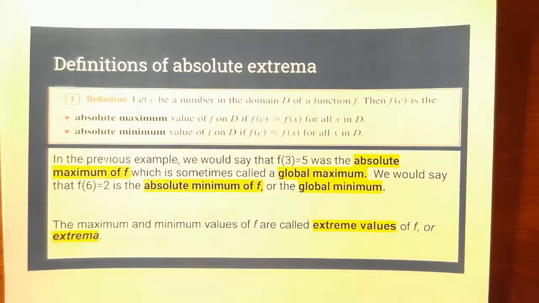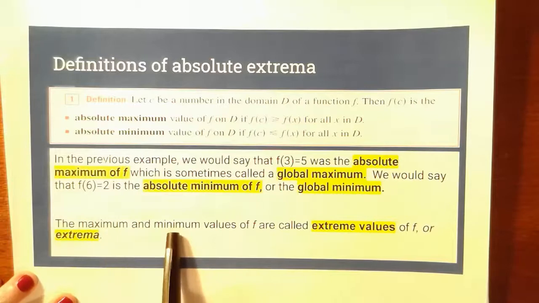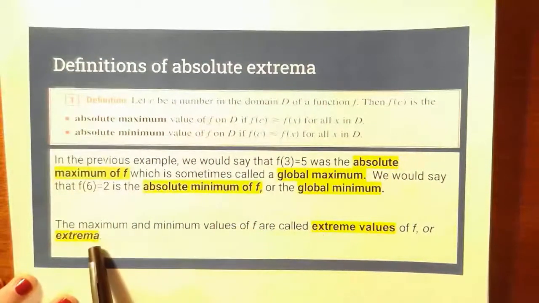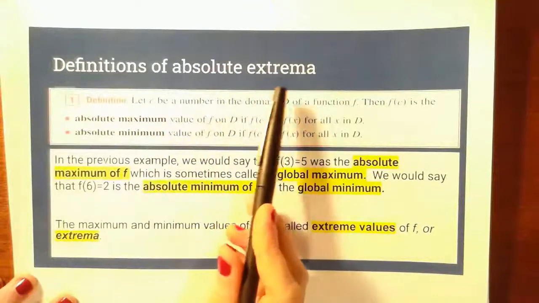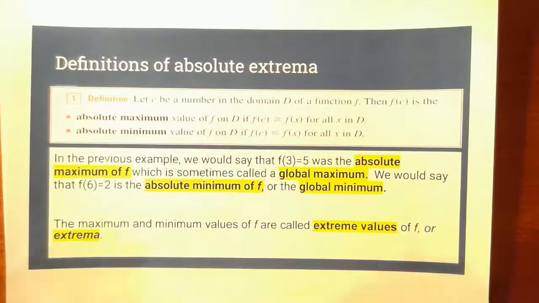So when we found the maximum and minimum value of our graph in that previous example, we were actually finding the absolute maximum of f. And in some textbooks, they'll refer to that as a global max. And we also found the absolute minimum value, or sometimes called a global minimum. And just as extra vocabulary, when we talk about both maximum and minimum values, we call these the extreme values of our function, or sometimes called the extrema. So when I say definitions of absolute extrema, I'm just saying max and min using one fancy word instead of saying both words.